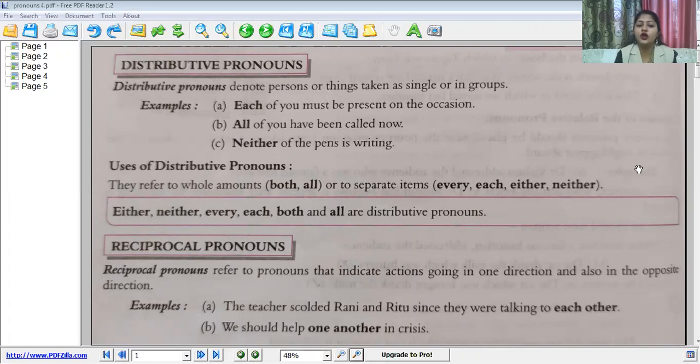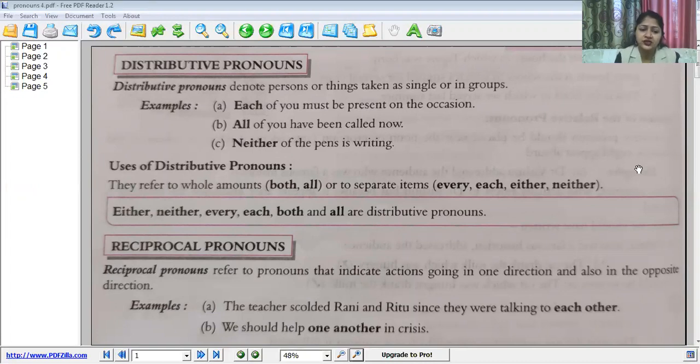Let's see the uses of distributive pronouns. They refer to whole amounts. What are the whole amounts? Both and all. And to separate items, every and each, either and neither. Either, neither, every, each, both and all are distributive pronouns, children. So they denote the distribution singly or in groups.